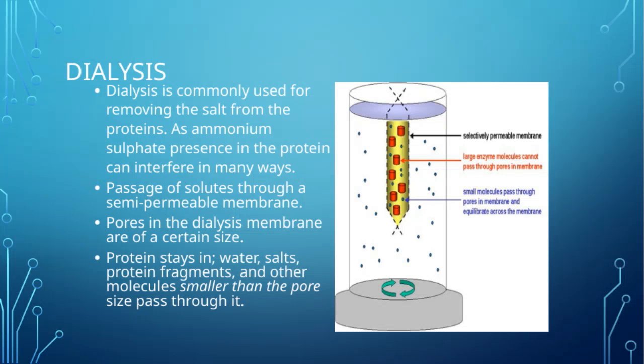Let's talk about dialysis and why it's such an important step in protein purification. Dialysis is commonly used to remove salts, like ammonium sulfate, from proteins. These salts can interfere with downstream processes or analyses, so getting rid of them is crucial.